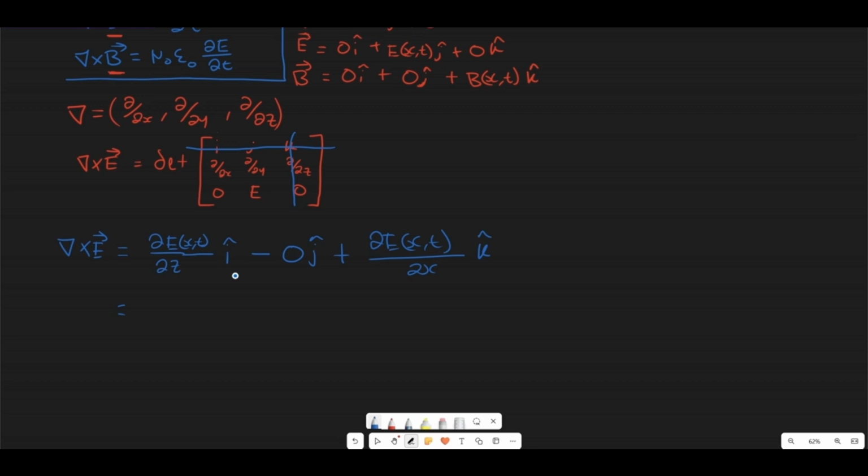Now, E only depends on x and t, so simply taking the z derivative is going to yield a result of 0. So the final curl, nabla cross E, is just equal to 0 i hat, plus 0 j hat, plus partial E of x,t by partial x k hat. Go ahead and box that.